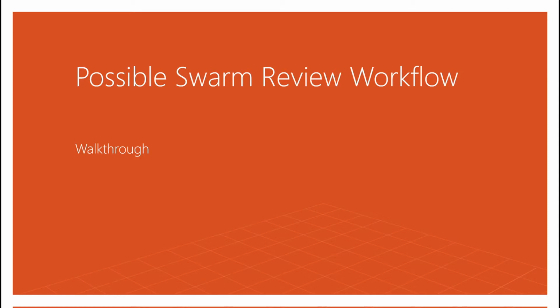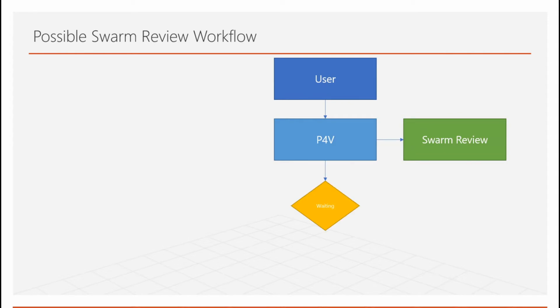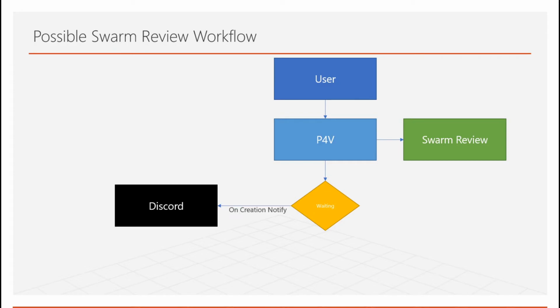Now let's talk about possible Swarm review workflows. Option A looks like this. The user creates a review in P4V, which creates a Swarm review. This Swarm review will do something in the background, so this means the user has to wait. And when everything is done, the user will be notified that, hey, there's a review. Then someone else, a physical person, can review the Swarm review, and everything is fine.